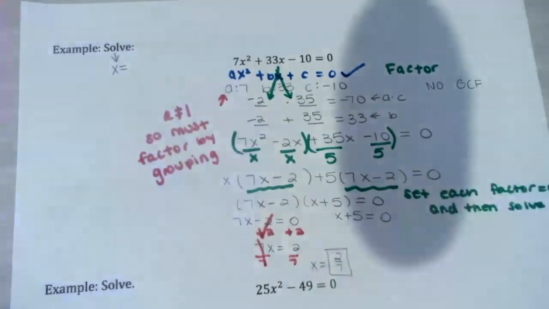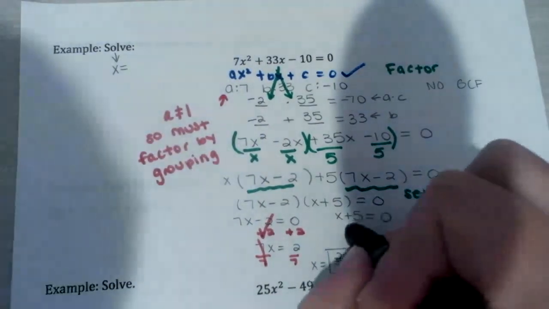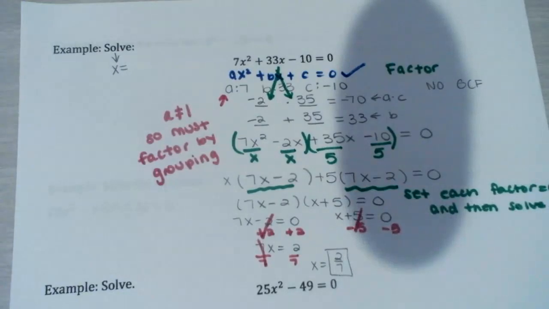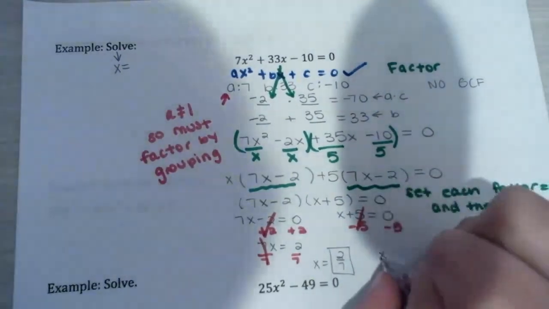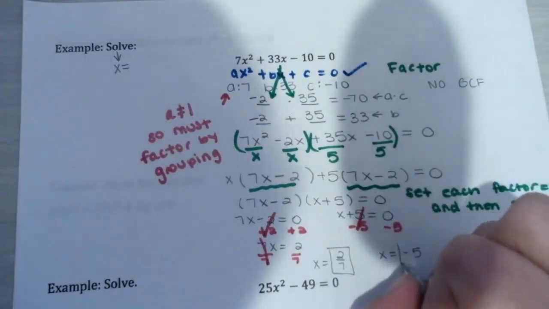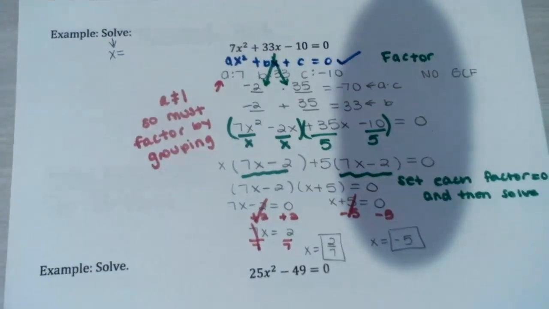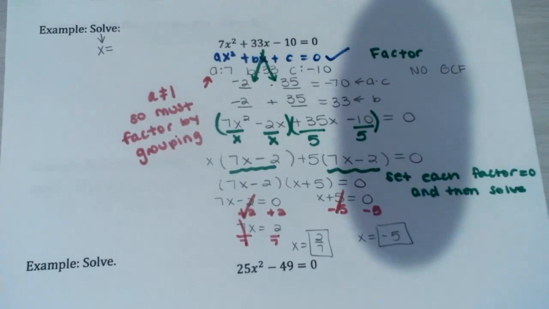Over here, x plus 5 equals 0. We could subtract 5 from both sides. That way 5 minus 5 cancels out. And we're left over with x equals negative 5 as our other answer. So 2 over 7 and negative 5 are our 2 answers.